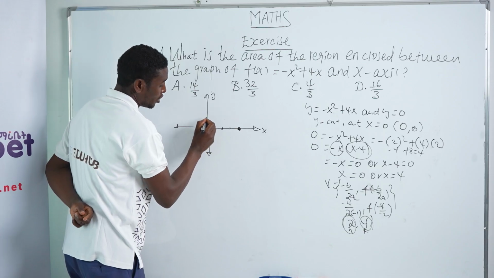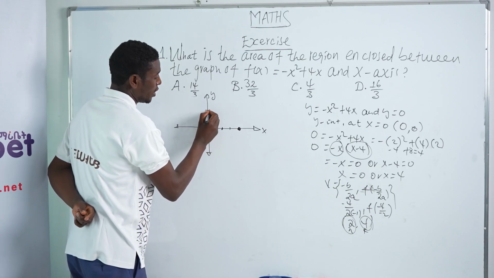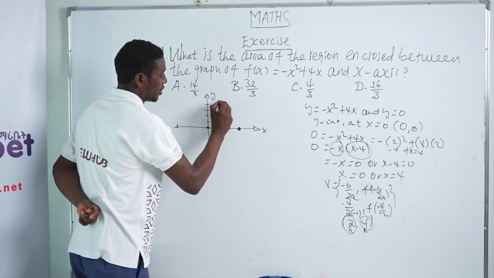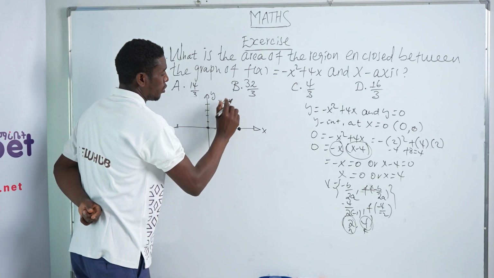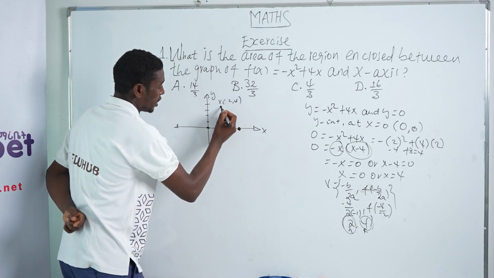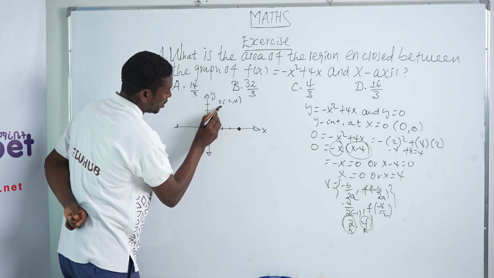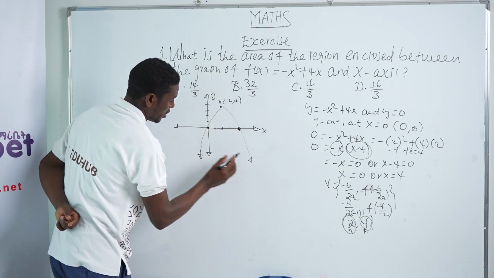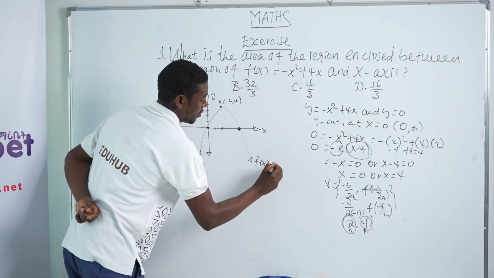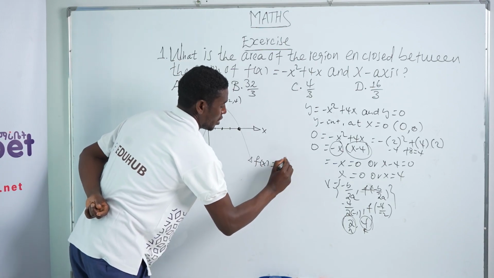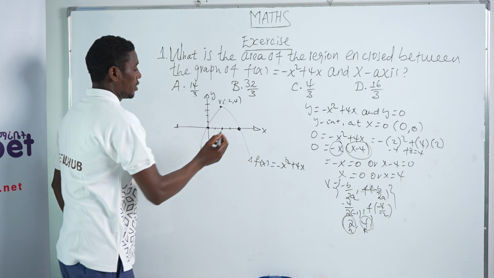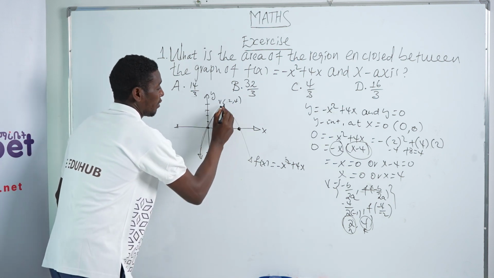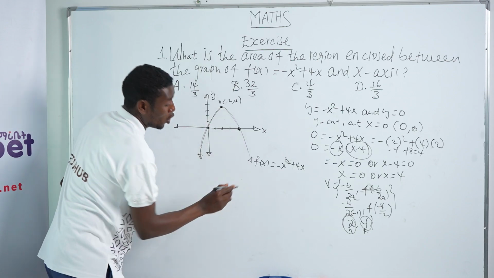Here we have 1, it must be divided proportionally. Here we have 4, so around here we have the vertex, (2, 4). So the graph is a downward parabola, and here we have no sharp corner, it's smooth and continuous.